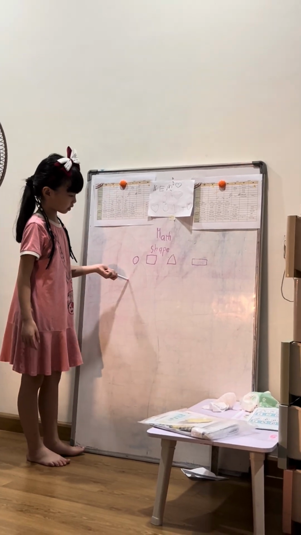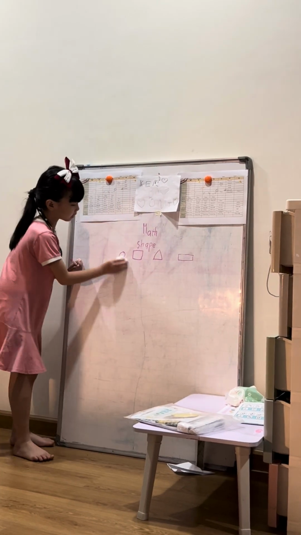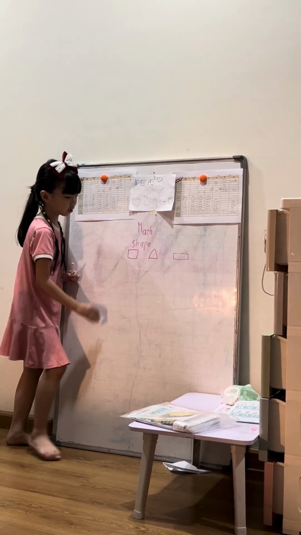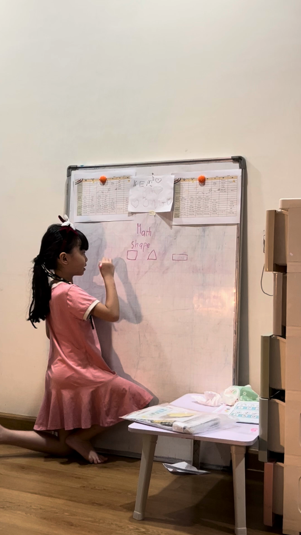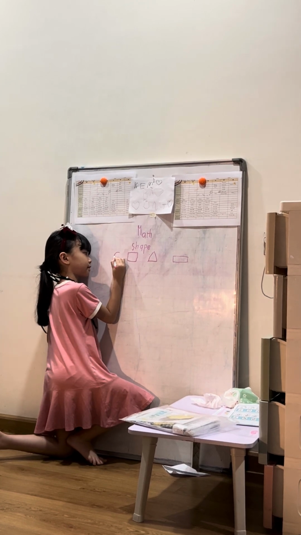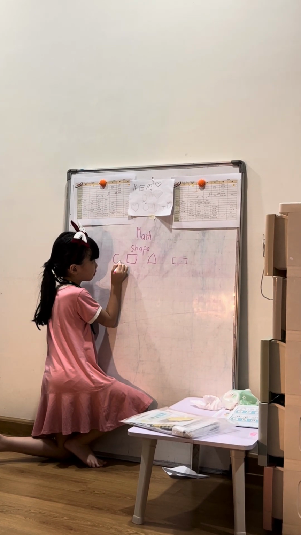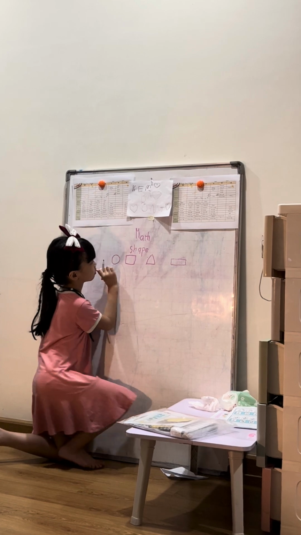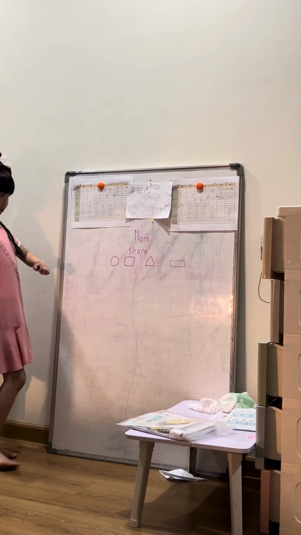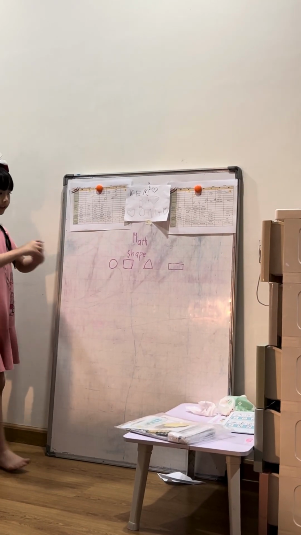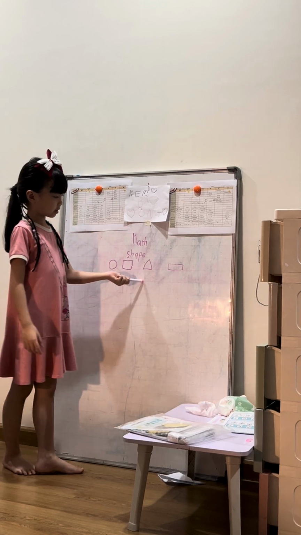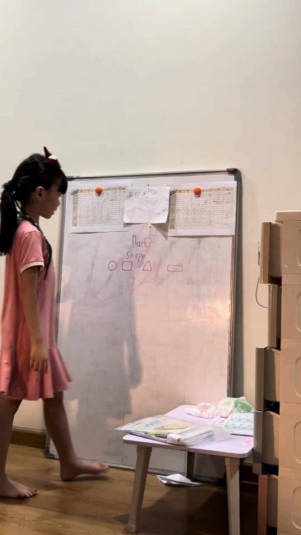This shape is a circle. It doesn't look like a circle. The circle needs to be round, like this. Be very round like a circle. This is called a circle. What's this? A square, a triangle, and this is the rectangle.